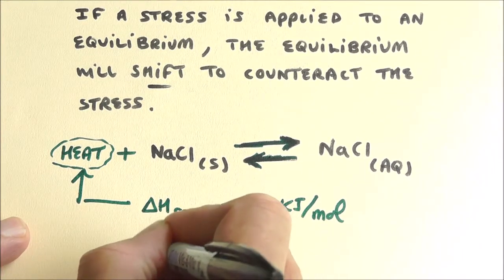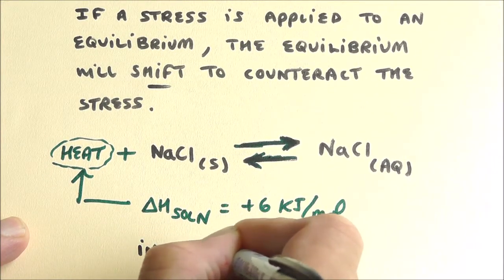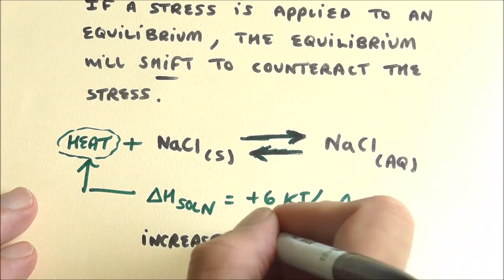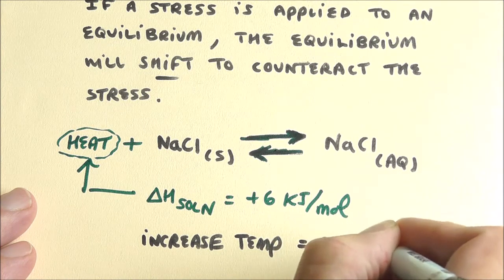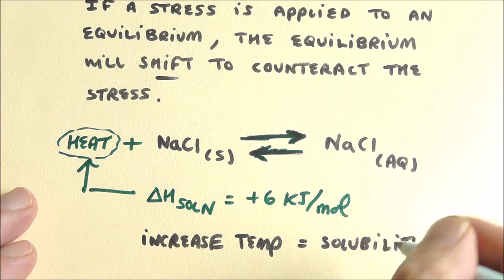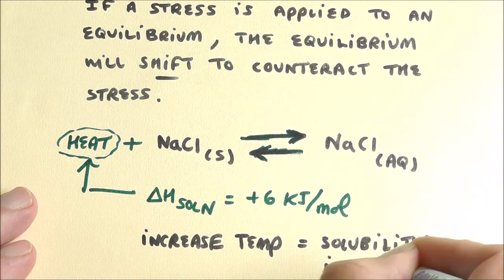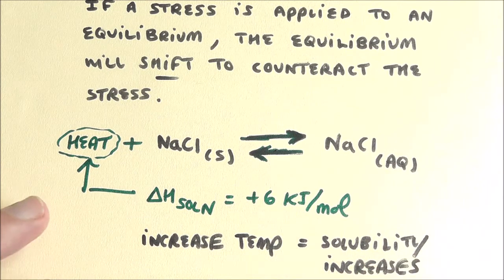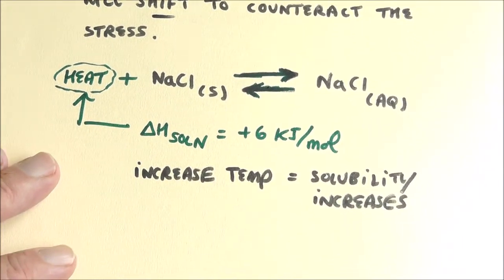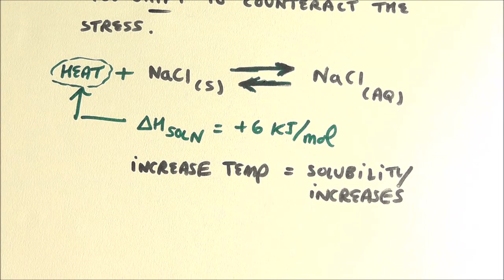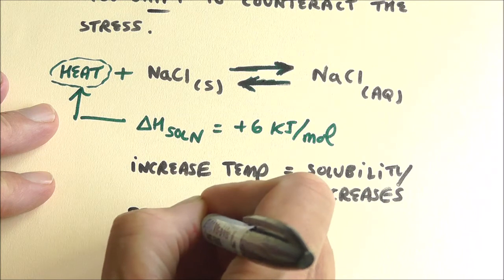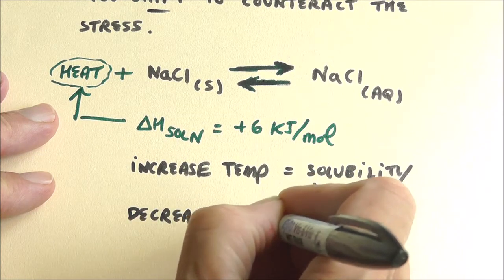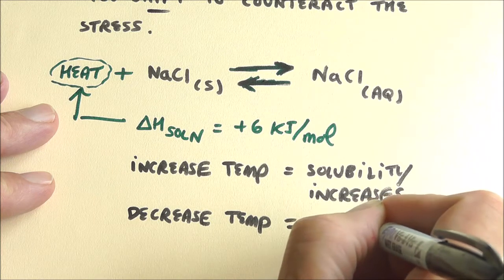If we were to increase the temperature, then it would become more soluble. So that solubility limit I quoted before, 35.7 grams per 100 milliliters, well, you heat it up, it would increase. That's why they always quote a solubility with a temperature. Usually they do everything at 25 degrees. If I were to decrease the temperature, that would be solubility decrease.